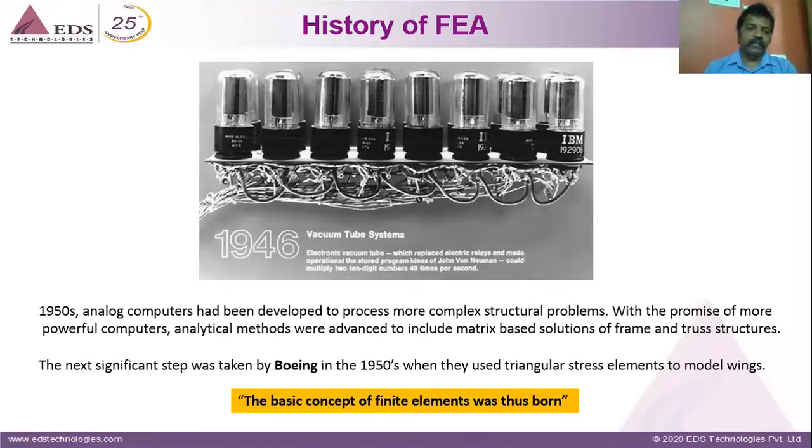Then in the 1950s, analog computers were developed to process more complex structural problems. So with the promise of more powerful computers, analytical methods were advanced to include matrix based solutions of frame and truss structures. We were still stuck with frames and trusses, but mathematically this matrix method was brought in, and then we started using computers, which were fast for that time. But today we solve on larger cores, and we can even complete a car crash analysis within a time period of, let's say, 5 to 10 hours.